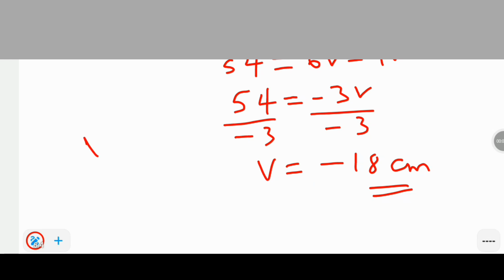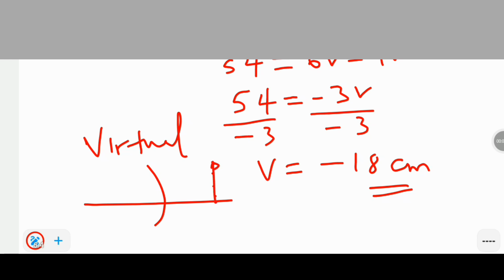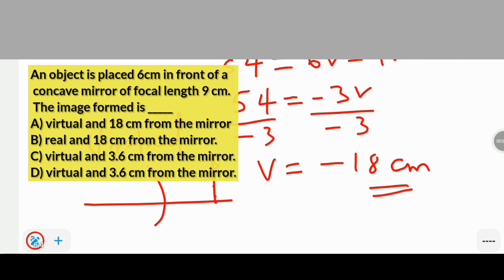So the image is virtual in this case, and a virtual image will always be behind the mirror. It will be as if it's inside the mirror at the back like this. This is where the image will be, and it will be magnified. So the answer to this question is v: the image distance is 18 centimeter from the mirror, and the image is virtual. So the answer is option A.